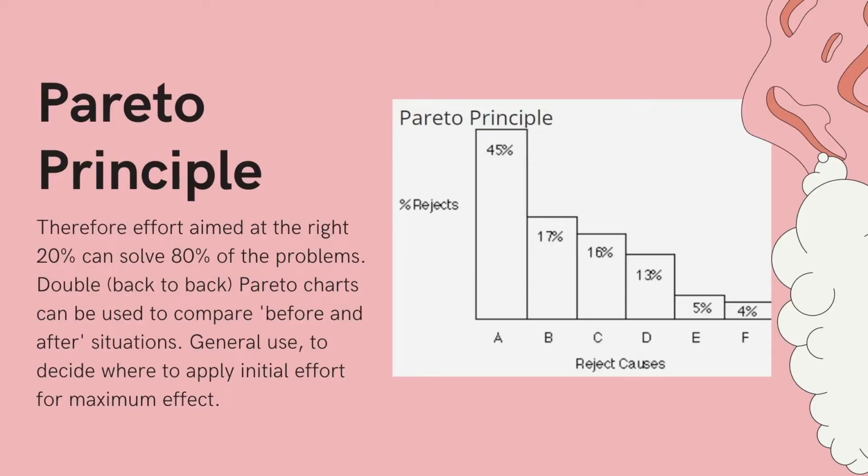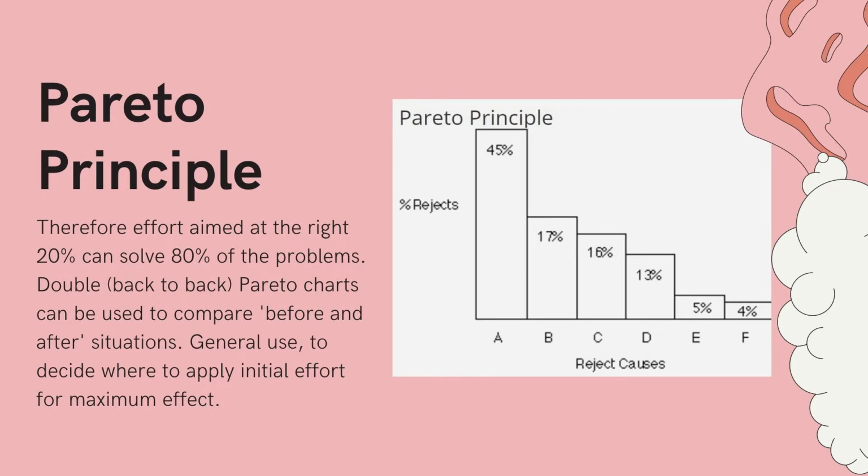The Pareto principle suggests that most effects come from relatively few causes. In quantitative terms, 80% of the problems come from 20% of the causes, or machines, raw materials, operators, etc. 80% of the wealth is owned by 20% of the people, etc. Therefore, effort aimed at the right 20% can solve 80% of the problems.